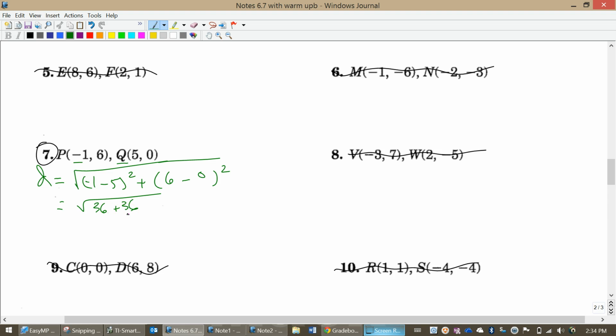Now I skipped a step, and that's the way I'm going to show it on my notes and my answer keys, because I don't want to show all the steps. I just want to show the necessary steps. Okay? Any questions? Then we do 36 plus 36, so it's square root 72.